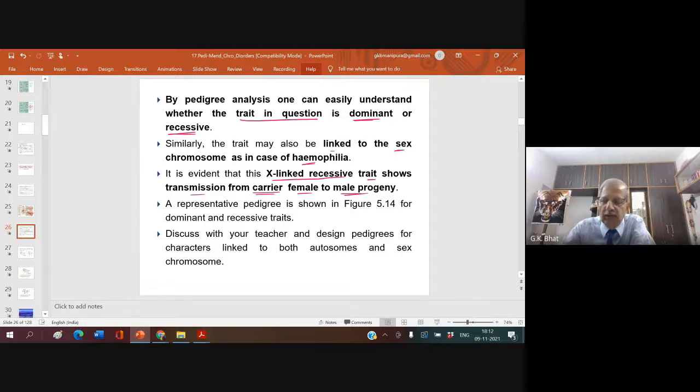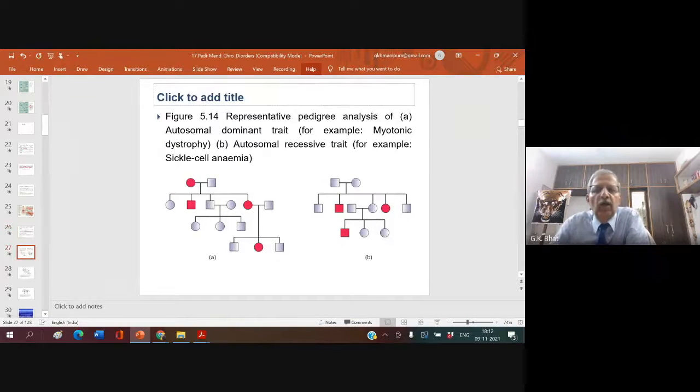Now let us look into this. You have two diagrams here. The shaded one, diagram A, is said to be an autosomal dominant trait. I will tell you how to make out whether it is autosomal inheritance or X-linked inheritance, and I will also teach you how to find out whether it is dominant inheritance or recessive inheritance. So figure A is autosomal dominant inheritance.